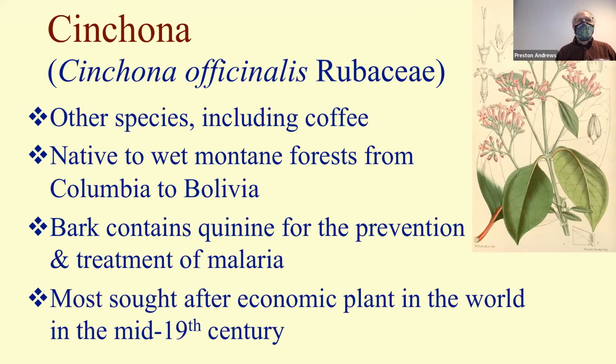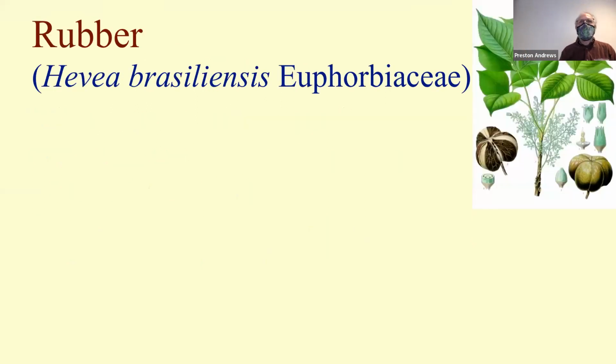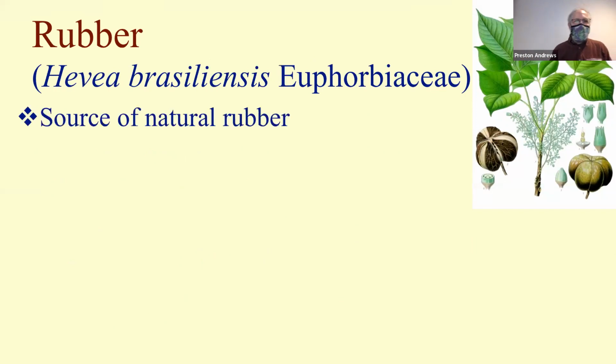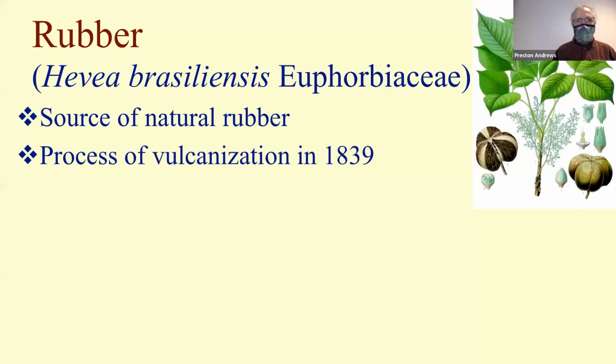Another important economic industrial plant, rubber. We know that's so important. It's the source of natural rubber, but the latex that's tapped from the hevea trees is a very unstable product, and it easily loses its shape. It becomes brittle when cold, and it was really just a curiosity until 1839 when the process of vulcanization was discovered. The oily seeds were difficult to transport.